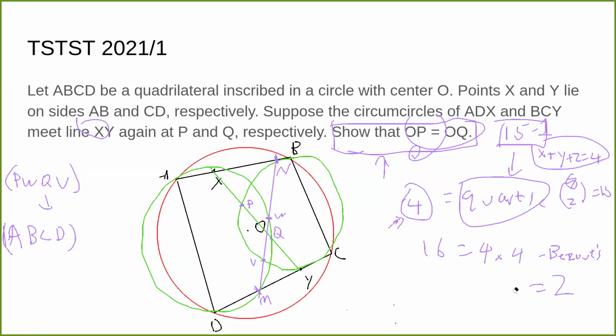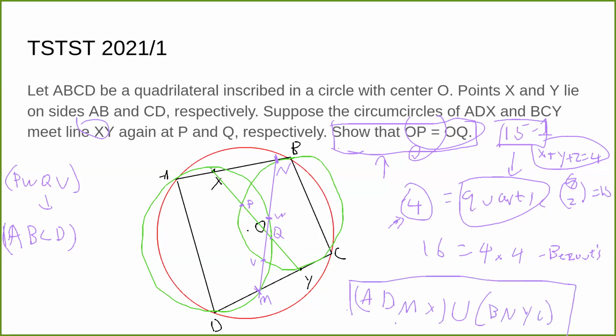So now we just use this extended Cayley-Bacharach on this. The two green circles, and 4 lines. So we do AD, MX, union BY, C. This is one of our quartics. And I think you choose line AB, line CD, and ABCD.